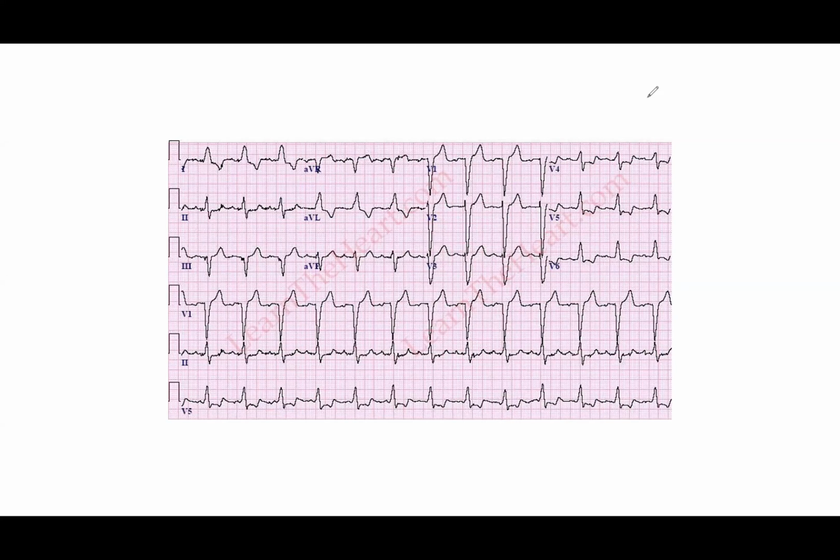So first thing I'm asking myself is, does this rhythm have P waves? Yes, it does. P for every QRS. Yes, it does. Same morphology. Yes, it does, right? So that's good news. PR intervals within normal limits. Very good. Then my QRS width.